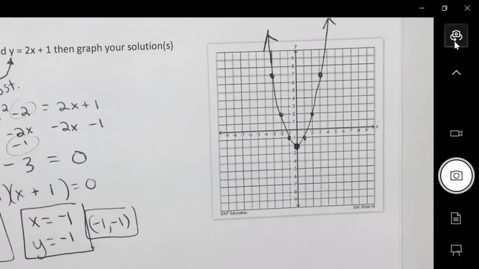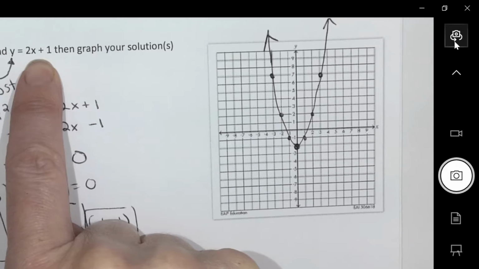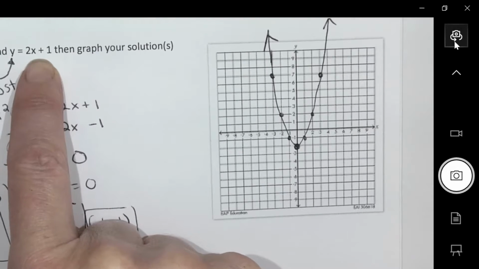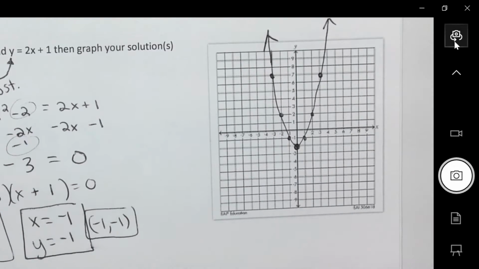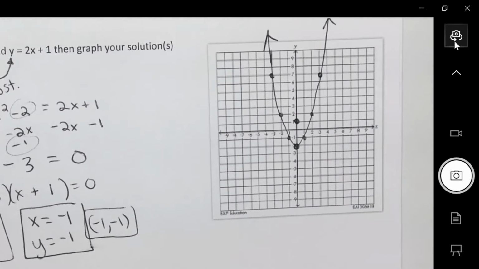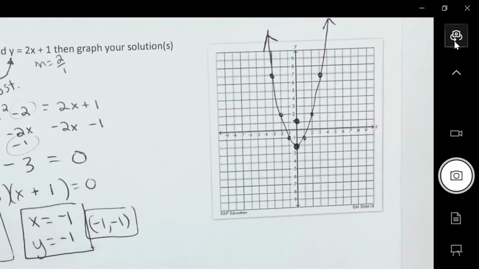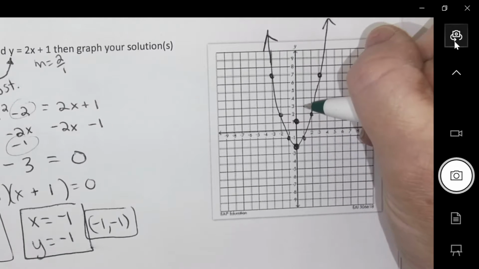Okay, second equation, when I graph it, what is it? Should be a line from grade 10. So this is a +1. So I'm going to go on the y-axis, +1. Slope equals 2. I'm going to go rise 2, run 1. Up 2, right 1.